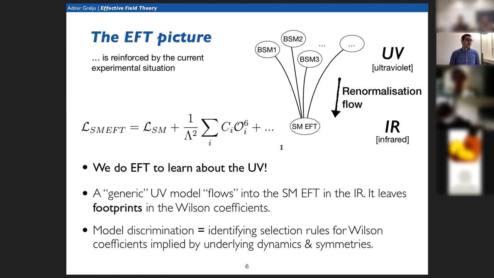All right, so how do we discriminate between different models? We are studying these Wilson coefficients, which are marked with C_i, and the structure of the underlying model, the dynamics and symmetries, will basically manifest itself as relations between different Wilson coefficients.